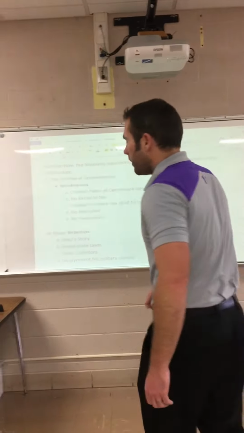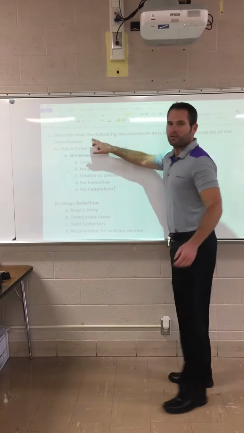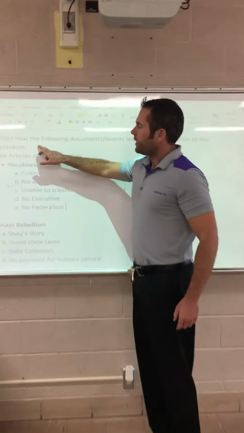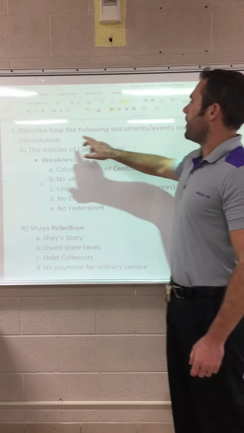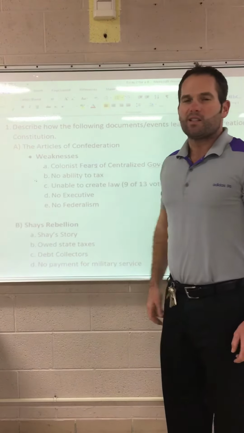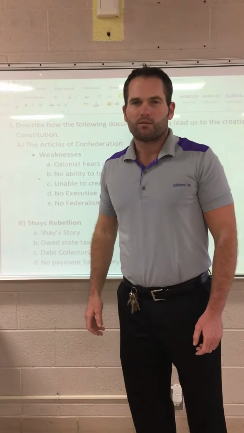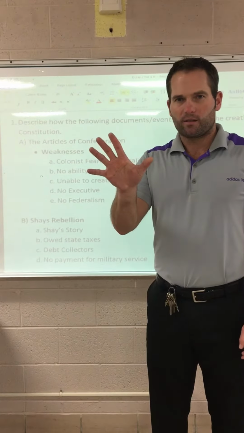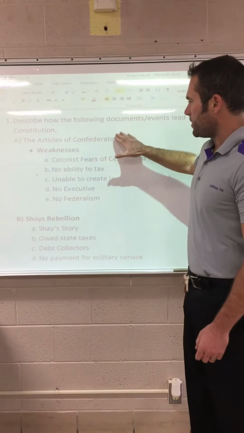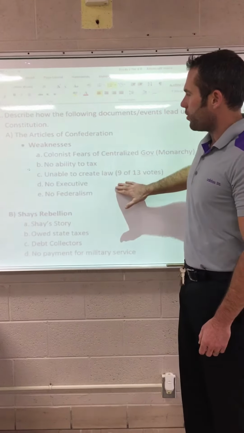Okay. So, first and foremost, your question. Get closer. Your question is: describe how the following documents and events led to the creation of the U.S. Constitution. You just did skits on it. It's the same thing. This is completely doable. This is a 5-paragraph essay. Each one of the bullet points that you see here needs to be inside of your response.